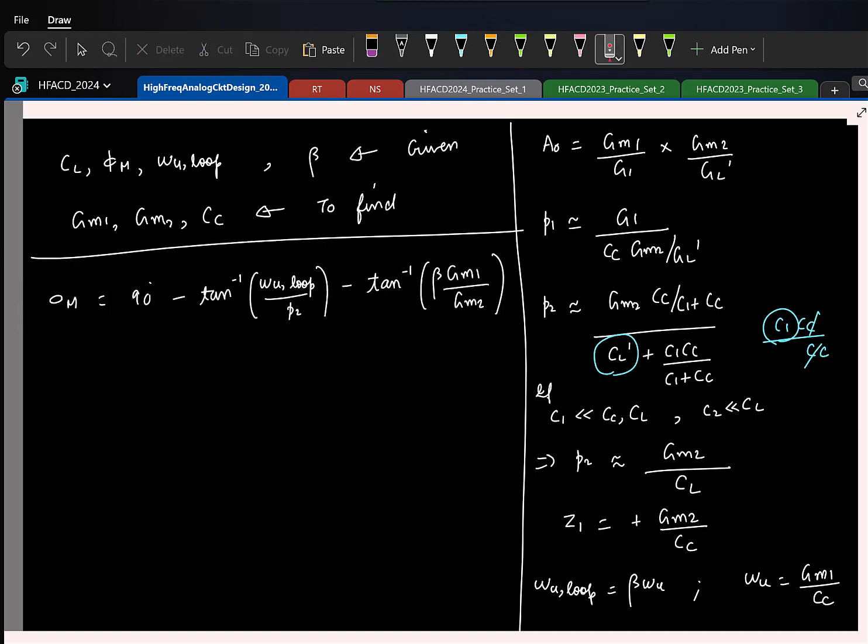In the phase margin, omega u loop is known, but you don't know P2 or this ratio. What can we do? See, once again, this is how things will be in practice. You'll have more unknowns to find than you have constraints. You are given the phase margin also. The final goal is what you are given. No one cares about what you do in the design. For a given CL, you get this phase margin at this frequency. To know these quantities, like tan inverse omega u loop by P2 and tan inverse beta GM1 by GM2, both of them are unknown. So what can you do? You'll have to assume something. What can you assume for this? I know GM2 should be greater than GM1. So let me assume, let us say, 5 times GM1.